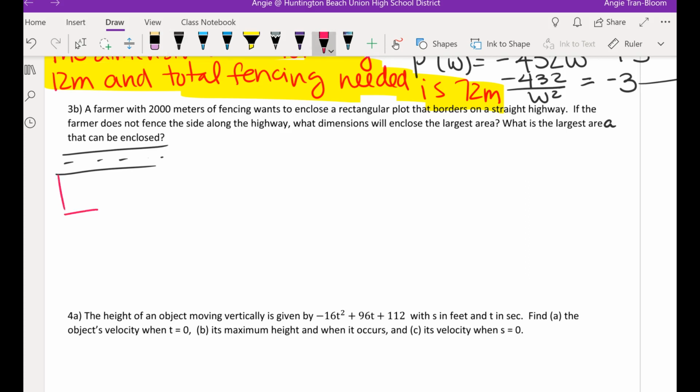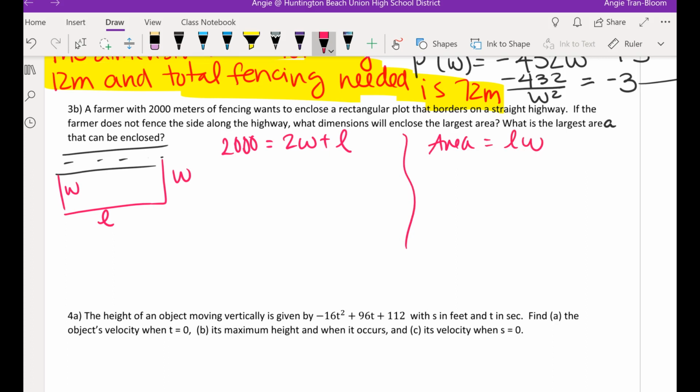So let's draw a picture. So this one is the reverse of the other one. This one, you know the perimeter. Okay, so this is width, this is width, this is length. Your perimeter is 2,000, and I have 3 sides to enclose, so 2 widths and a length. My job is to look for the biggest area and its dimensions. So over here, area is obviously length times width. From this perimeter equation, I think it's easiest to solve for L. So to solve for L, I'm now going to move the 2 W's to the other side.